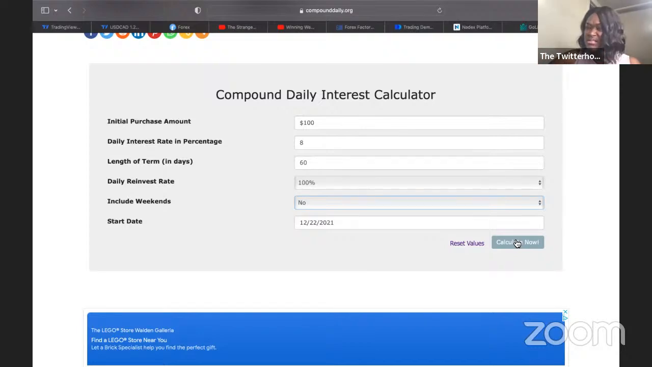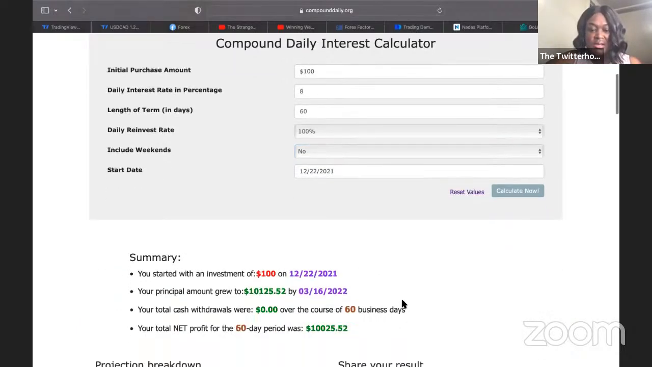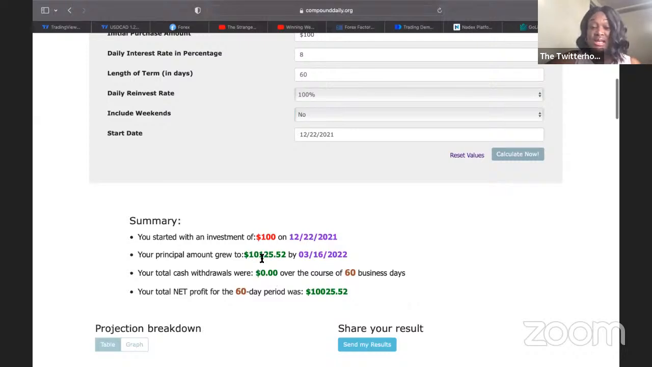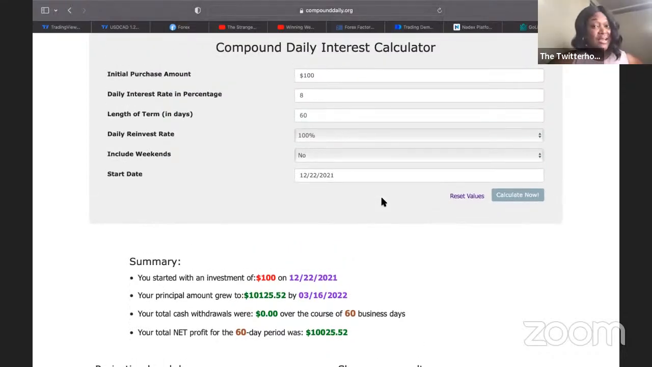Let's see. It'll grow to over $10,000. So that's that five figures, right? It grows to $10,025.52. So that's the five figures in 2 months. Now, this is a calculator, so it's perfect math. We are humans. When I entered the pocket option, it did ask, are you a robot? And I said no. So I'm not a robot. So I can't be perfect like that.